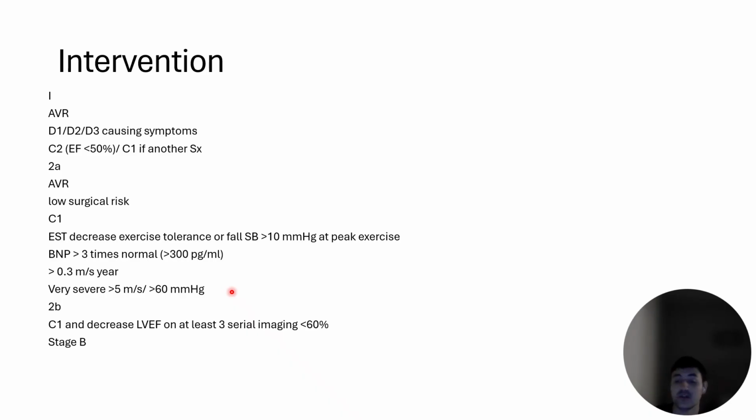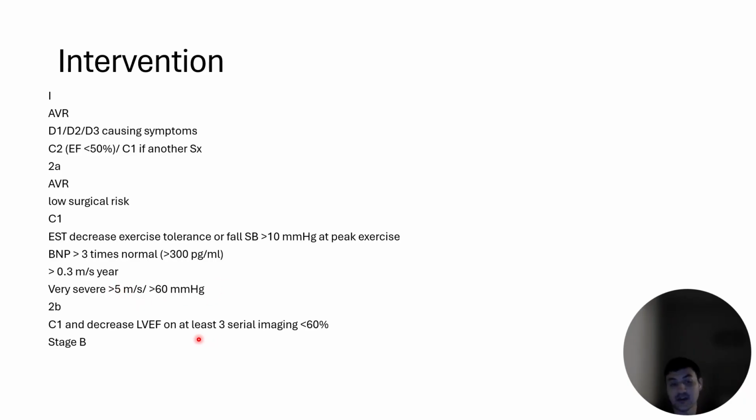Class 2A recommendation: if the patient is low surgical risk, you're going to do, in C1, an exercise stress test. If the exercise stress test is positive, meaning you develop symptoms or the blood pressure decreases more than 10 millimeters of mercury at peak exercise, then you may perform an aortic valve replacement. Or the BNP is more than 3 times normal, more than 300, or the aortic valve area decreases more than 0.3 meters per second annually, or it is very severe, more than 5 meters per second, or more than 60 mmHg.